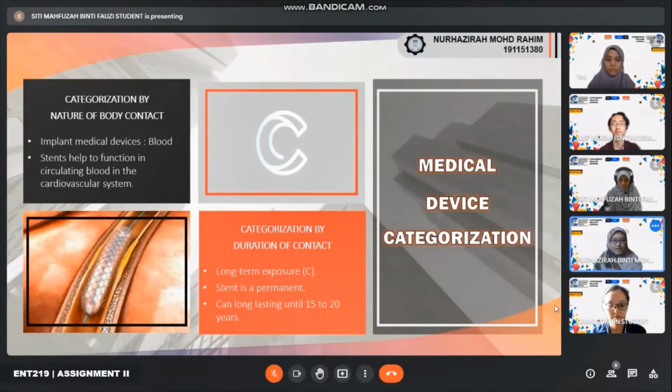Based on the table, Biological Evaluation of Medical Device ISO 10993-1, the categorization by nature of body contact for stent restenosis is implant medical device in blood. For your information, the principle of implant medical device in blood is contacting circulating blood in the cardiovascular system. Stent restenosis follows the principle because stent is suitable for patients with obstructive artery disease. Its function is to help the flow of blood or other fluids in the artery depending on where it is placed. Next, the contact duration for stent is C-type, which means long-term exposure. Stents are permanent and can last 15 to 20 years.